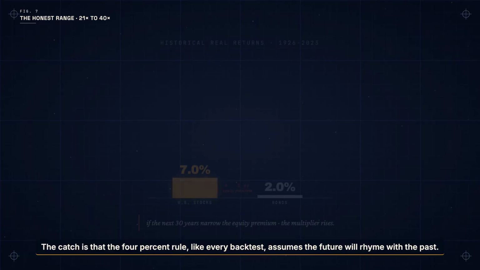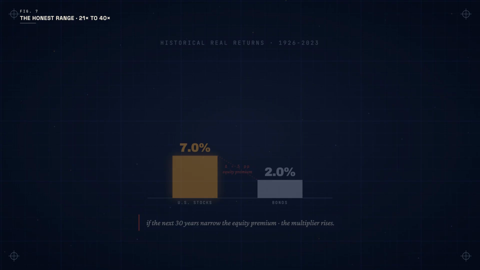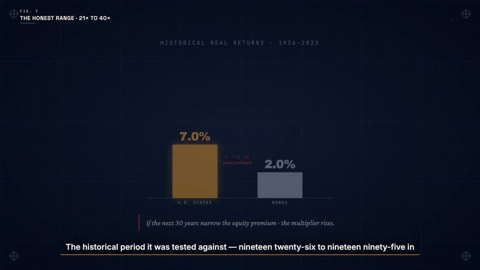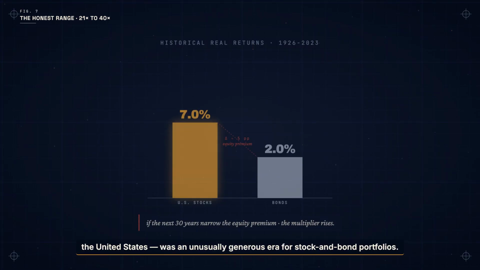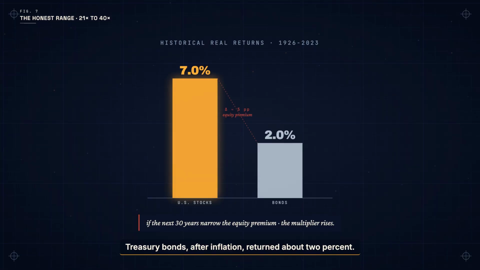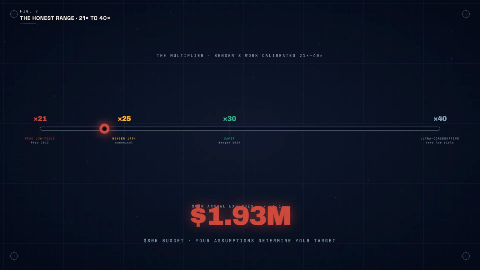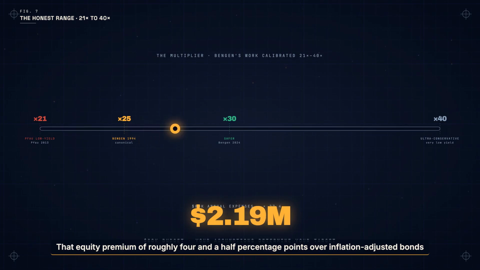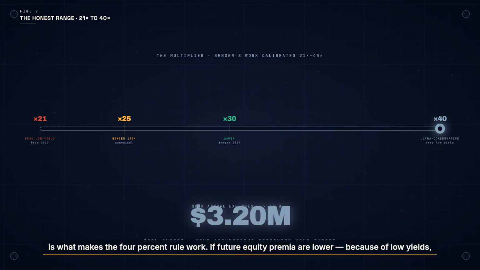So what's the catch? The catch is that the 4% rule, like every backtest, assumes the future will rhyme with the past. The historical period it was tested against, 1926 to 1995 in the United States, was an unusually generous era for stock and bond portfolios. American equities returned about 6.5% real per year. Treasury bonds, after inflation, returned about 2%. That equity premium of roughly 4.5 percentage points over inflation-adjusted bonds is what makes the 4% rule work.